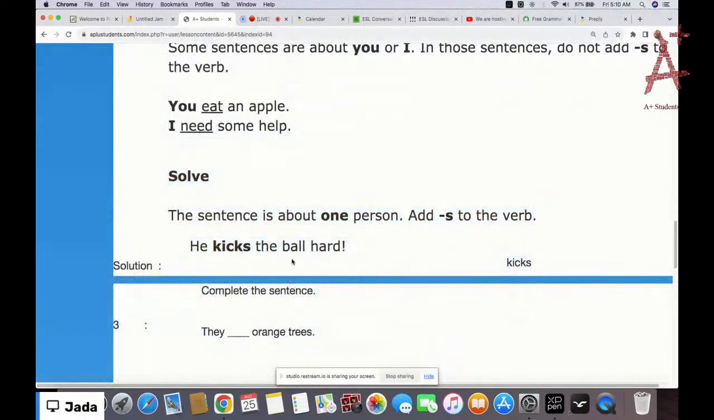He kicks the ball hard. So that's how it is. Once you see that it's referring to only one person, you add an s to it. But if it's talking about more than one person, you do not add an s to it.